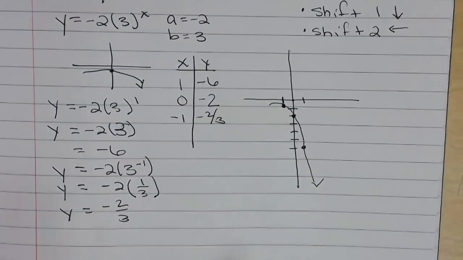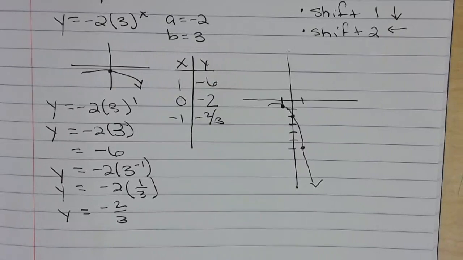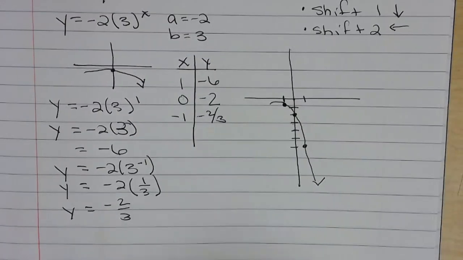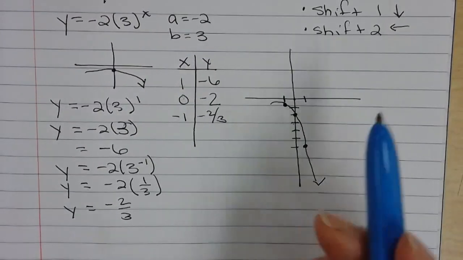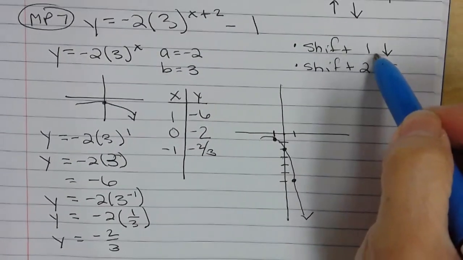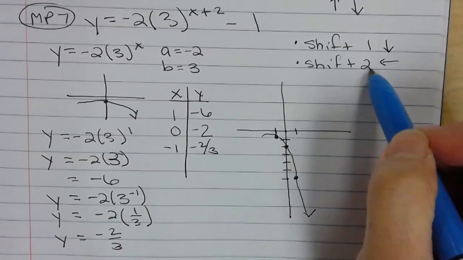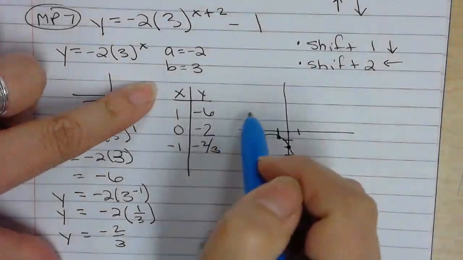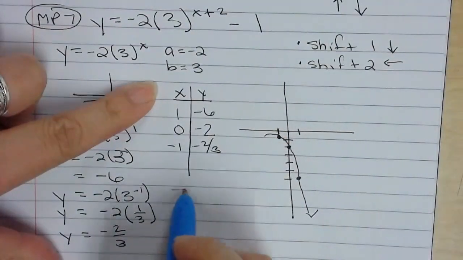Now we're going to do the transformation, and I'm going to do it in another color pen. Remember, it was shifting down 1 and shifting to the left 2. Okay, let's start with my x values, and I'm going to do my whole numbers here. I'll put it down here.